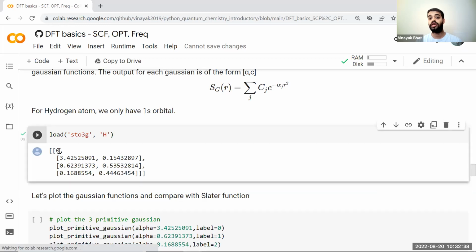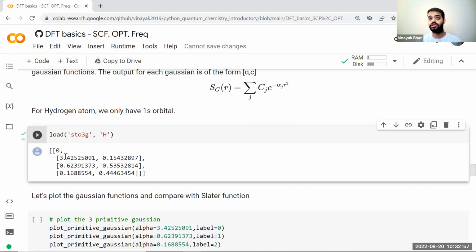So the 0 indicates which angular momentum it is. So S orbital has L equal to 0. This is the quantum number L that we have. So this is S orbital. The 1s orbital of hydrogen we are representing by 3 Gaussians.